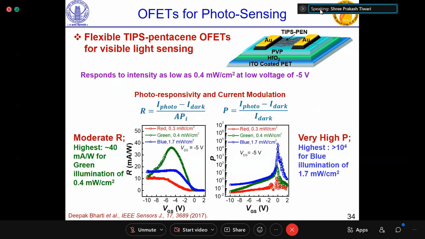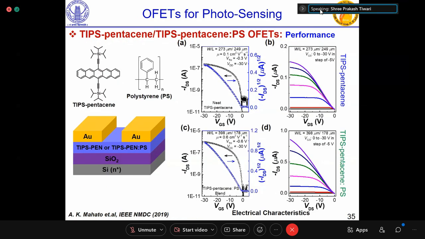And then you calculate photoresponsivity and current modulation. These numbers were, again, from a study published in IEEE Sensors Journal in 2017. It had shown a better R value for green, and in blue you can see a better P value, which is current modulation. Okay. But OFET-based sensing, that was flexible.